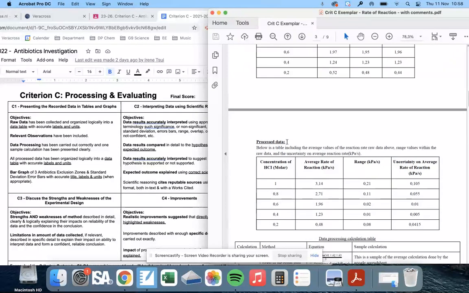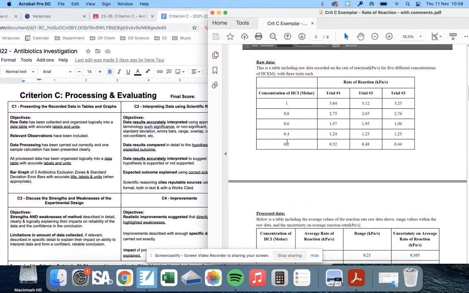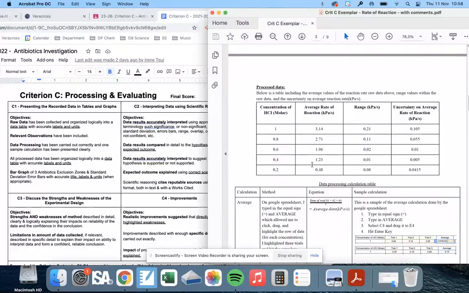Now, one thing I don't see, this person doesn't have any observations. So beneath this data table, ideally, there would also be some observations describing things that the students saw or heard about different trials in this investigation.